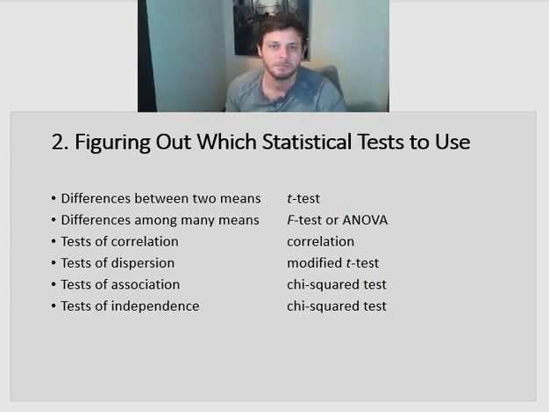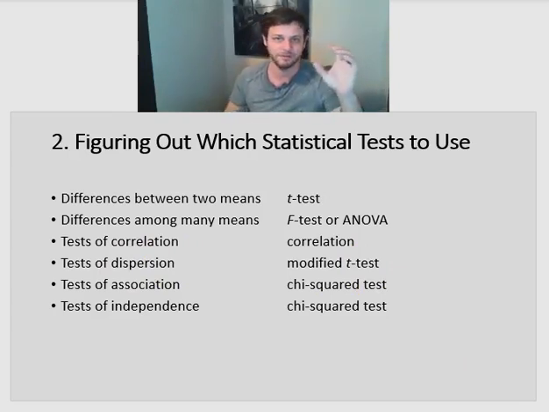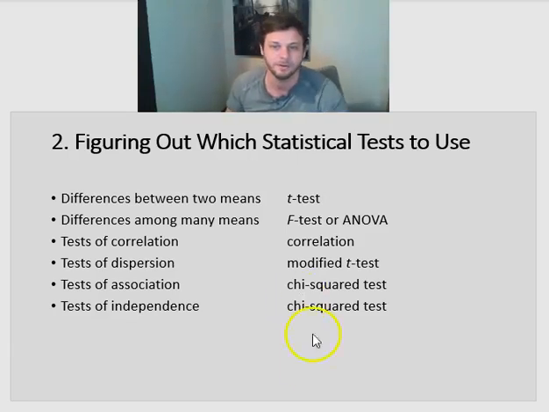The F-tests are things like ANOVAs, MANOVAs, whatever. If you want to look for correlation, you'll run a correlation. A lot of correlations can be like types of regressions. To test the dispersion, you can use a modified t-test. To test for association, you'll use a chi-square. And then a test of independence, trying to figure out if this thing is dependent on this thing, you can also use a chi-square. Figuring out which test statistic to use, for me at least, is one of the harder things to do.